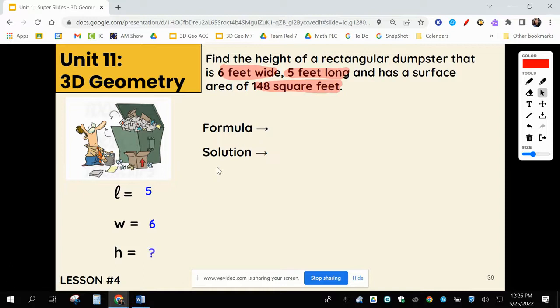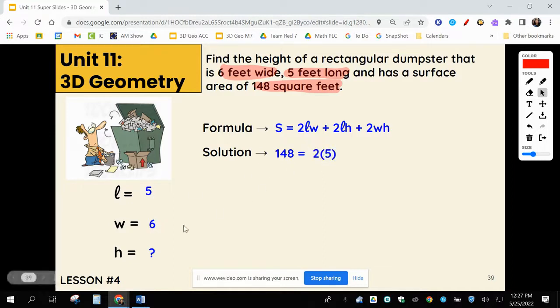So the first thing we're going to do is write down our formula very carefully. Surface area equals 2 length width plus 2 length height plus 2 width height. Now, starting with S, were we given the surface area? Yes, we were. It says has a surface area of 148 square feet. So 148 is going to go in for S. Then I just follow the formula very carefully. Equal sign. 2 L. Do I know L? Yes, it's 5.